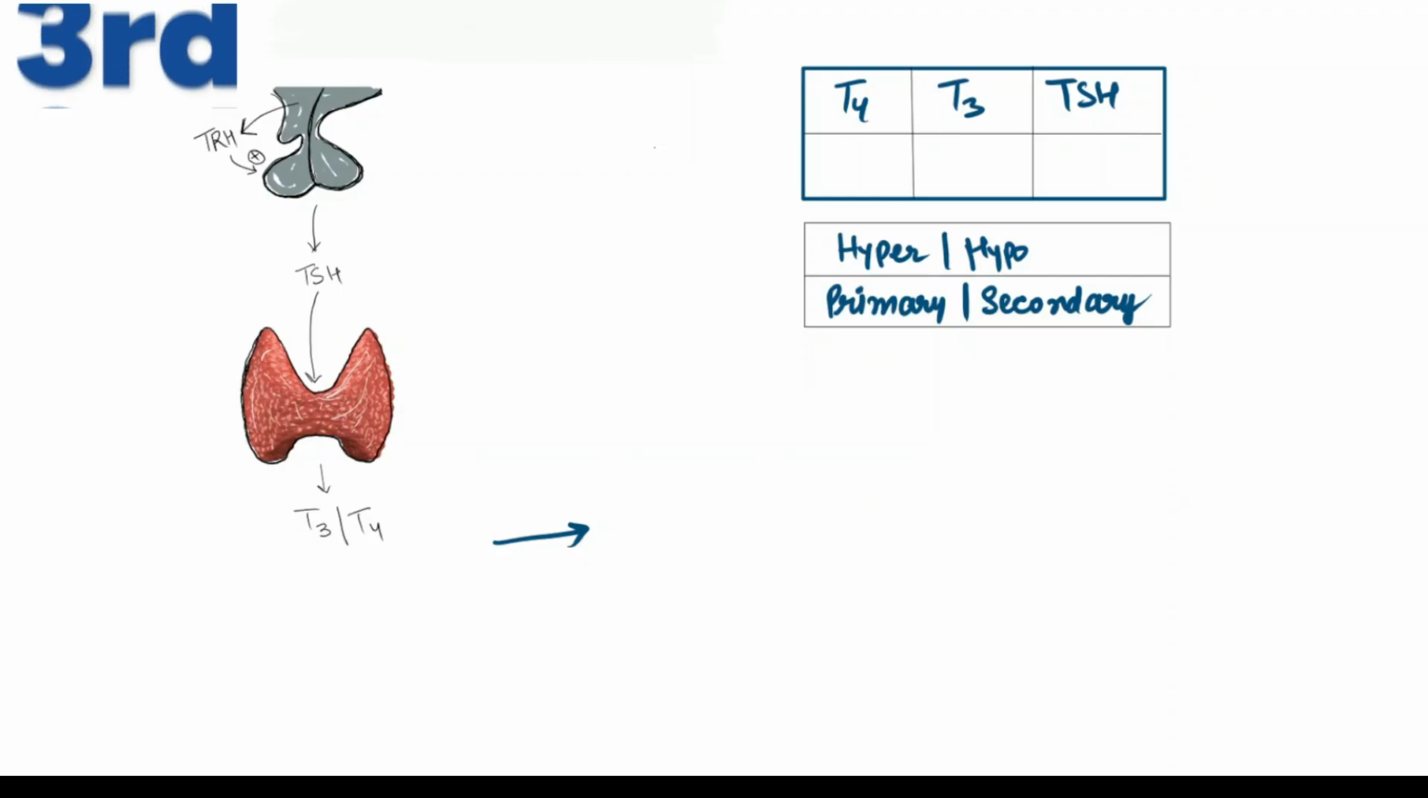In the third case scenario, the TSH level is low, T4 level is high, and T3 level is also high. So in the third case scenario, as there is an increase in the level of T3 and T4 level.